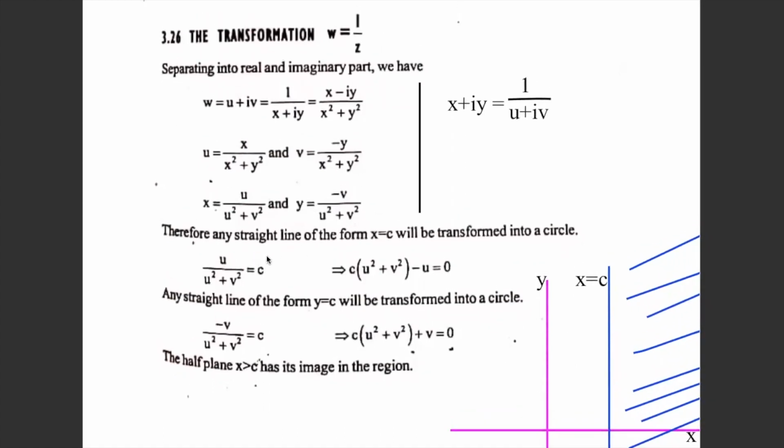Now, under the transformation W equal to F of Z, any straight line of the form X equal to C is transformed into a circle. So a line X equal to C is mapped onto a circle. Now let's have a look. Given X is equal to C, so U divided by U square plus V square equal to X, which is equal to C, implies that C into U square plus V square minus U equals 0, which is a circle. So X equal to C is transformed into a circle, C into U square plus V square minus U equal to 0.